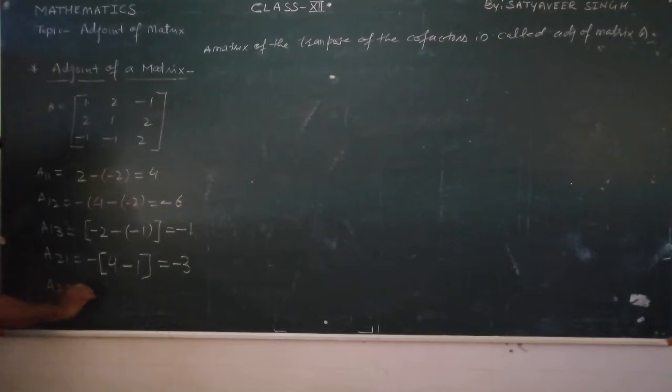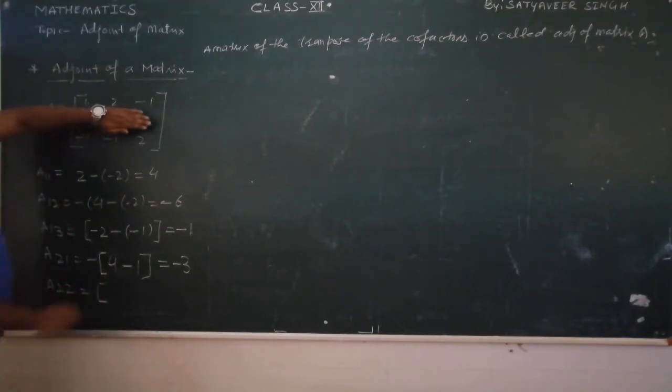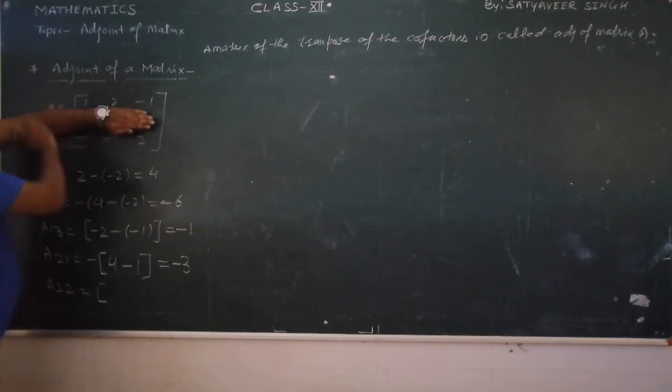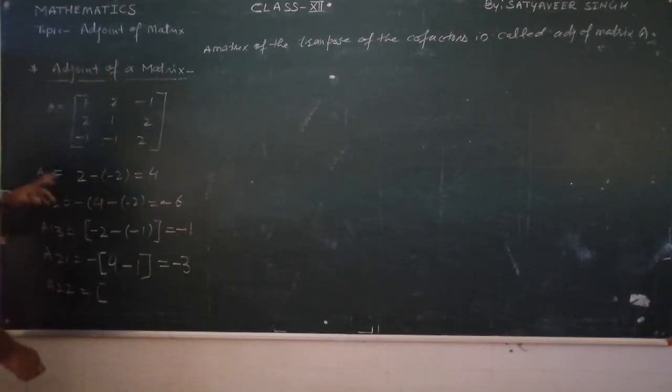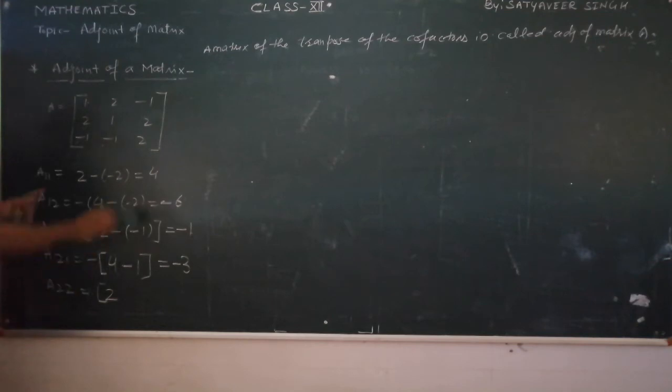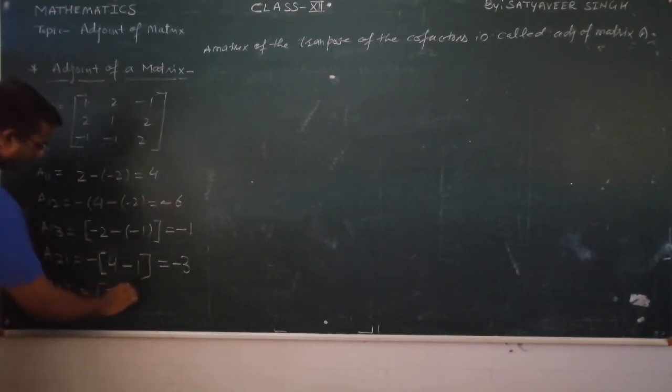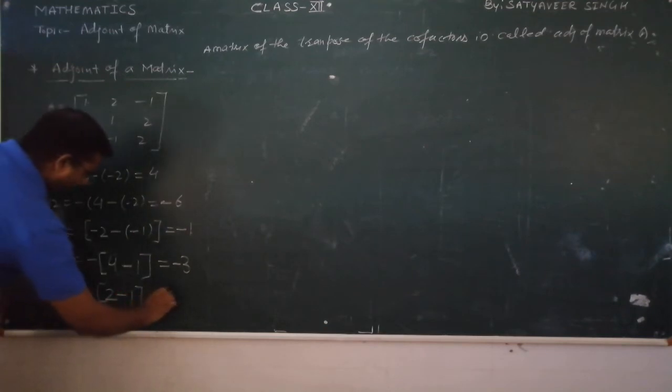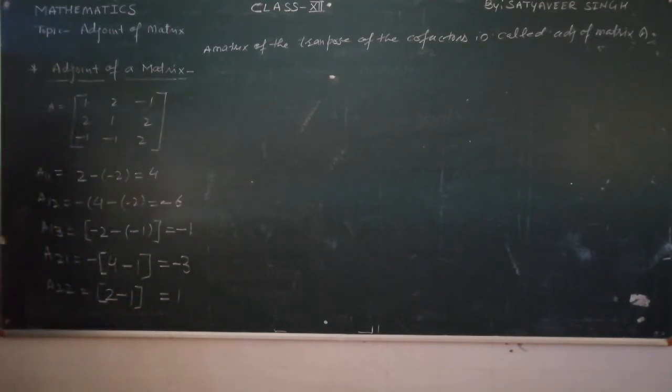What is A22? It is positive. So we will write here like this. I will hide second row, second column. It is 2 into 1, 2. And minus as per rule, minus 1 into minus 1 is 1. So we can write here it is 1.